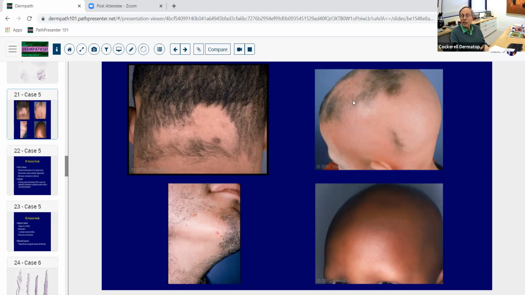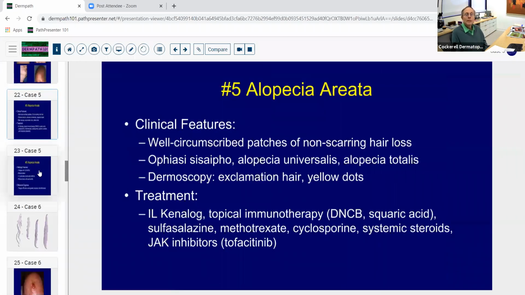You might get an area that's relatively acute, same biopsy. So you might see more than one pattern. So again, it's a pretty good example of alopecia areata. Just remember that it's a non-scarring process, but it can be permanent.